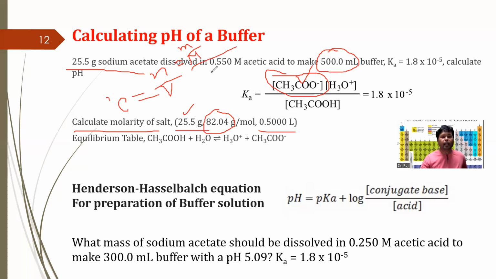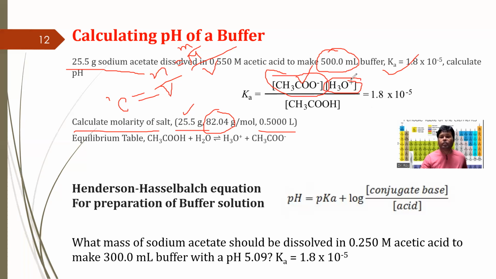So here you can have the volume in liter. 25.5 divided by 82.04, divided by 500 milliliter, which we are converting into 0.5 liter. So we have the equilibrium constant, this is the value of the equilibrium Ka value, and then you can calculate the pH. So you have to find out the concentration of this.